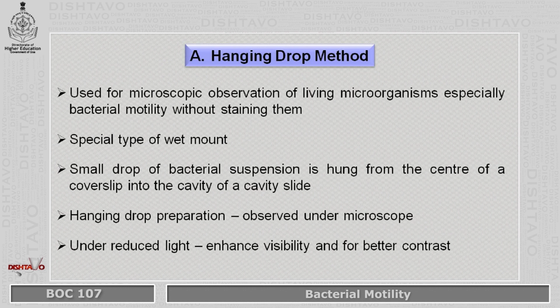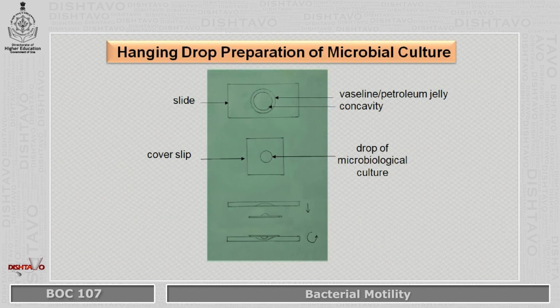Now, this method is a special type of wet mount in which a small drop of bacterial suspension is hung from the center of a cover slip into the cavity of a cavity slide. Then this hanging drop preparation is observed under the microscope, preferably under reduced light, so as to enhance the visibility and for better contrast. Now, let us see how we have to proceed with the hanging drop preparation of the microbial culture.